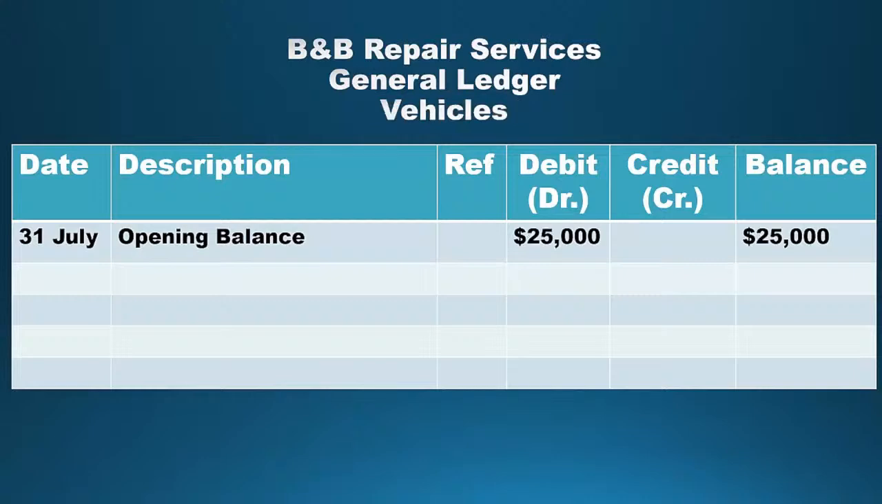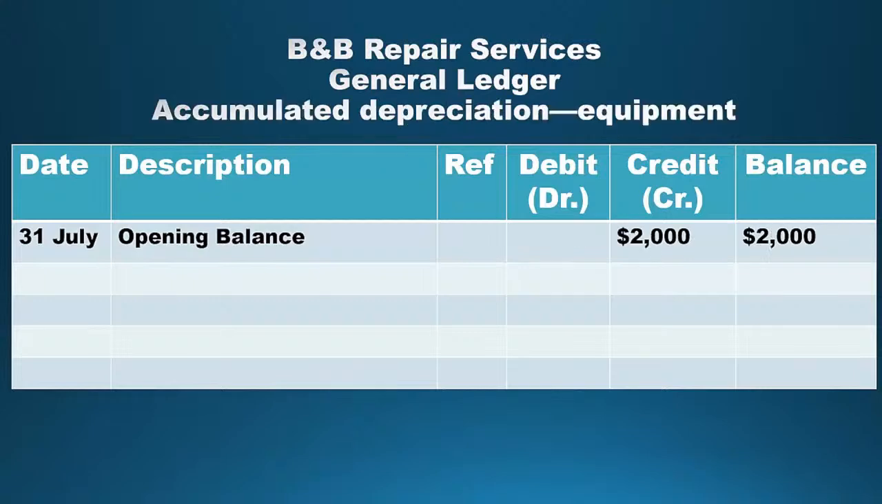5. Vehicles. Vehicles are another asset, representing the company's transportation equipment. As of July 31st, the business owns vehicles worth $25,000. This balance is an asset, so it goes on the debit side of the vehicles ledger. 6. Accumulated depreciation, equipment and vehicles. Accumulated depreciation tracks the wear and tear on assets over time. For equipment, the accumulated depreciation is $2,000, and for vehicles, it's $5,000. These balances are contra asset accounts, so they're recorded on the credit side of their respective ledgers.